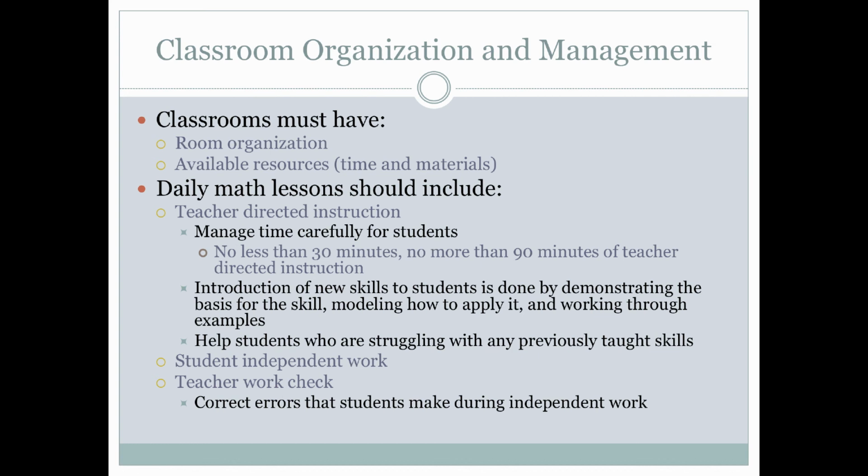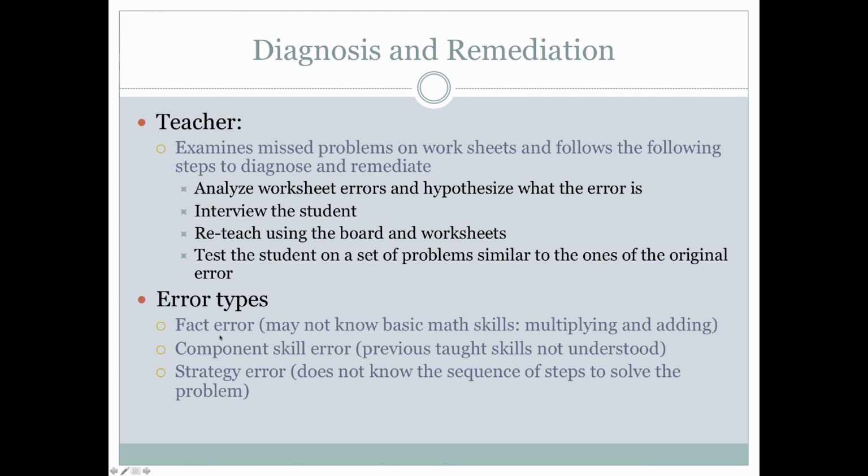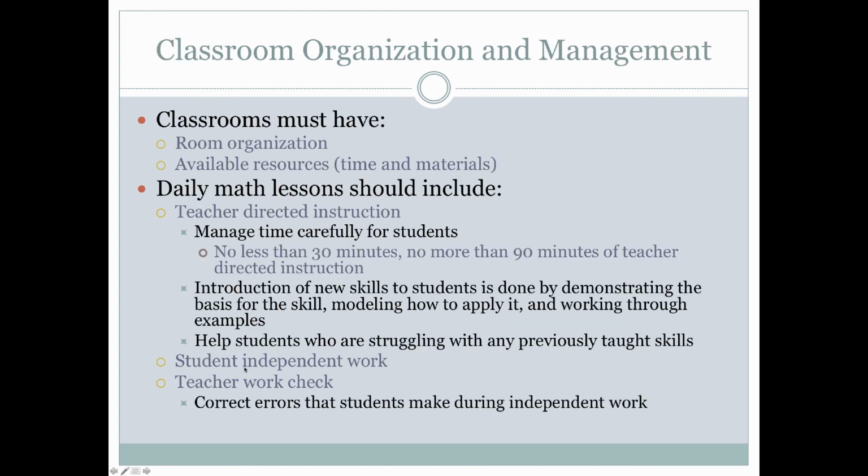I see math teachers go in right, wrong. Kid got an 80, no feedback, no idea what's going on. And it's abysmal. It's abysmal instruction. It is ineffective. When those students are doing independent work, you've got to do a work check. And that involves error analysis. And that error analysis has to include, is this a fact error, component skill error, or a strategy error?